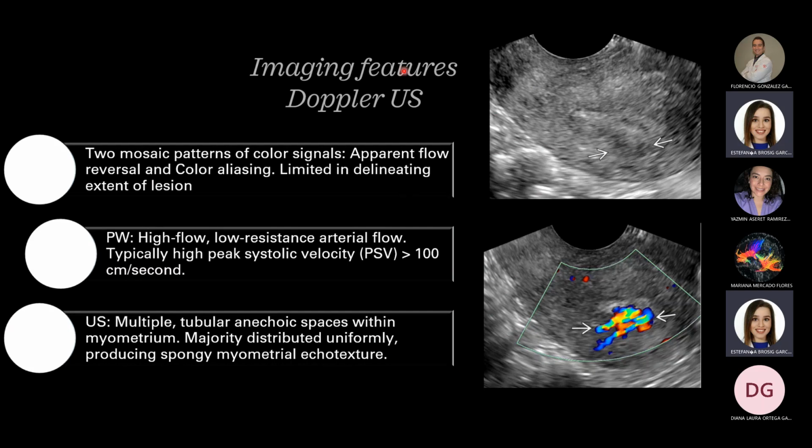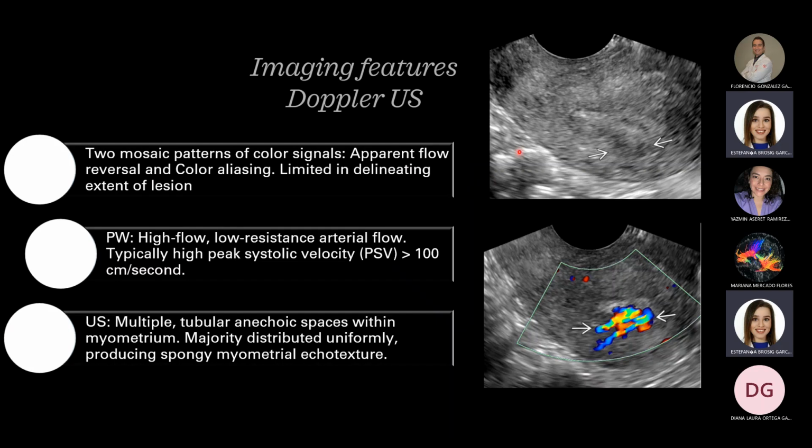Imaging features. Well, the first line imaging method is Doppler ultrasound, which is characterized by two mosaic patterns of color signals, apparent flow reversal and color aliasing, limited in delineating extent of the lesion. The apparent flow reversal is due to adjacent vessels of varying orientation and varying flow directions. And the color aliasing is due to high velocity flow.